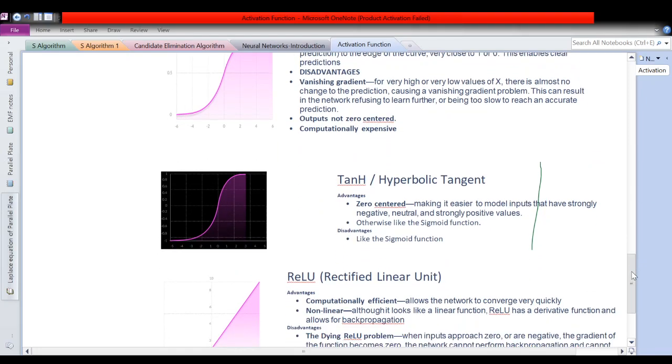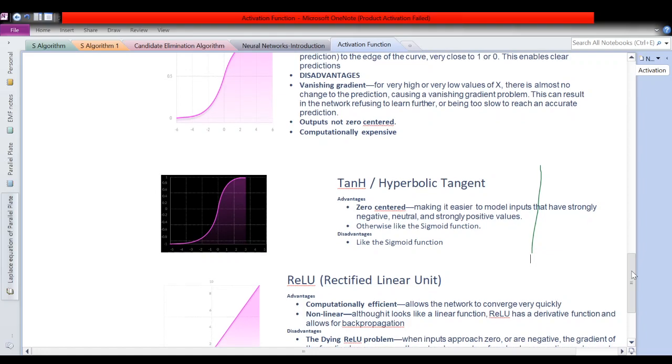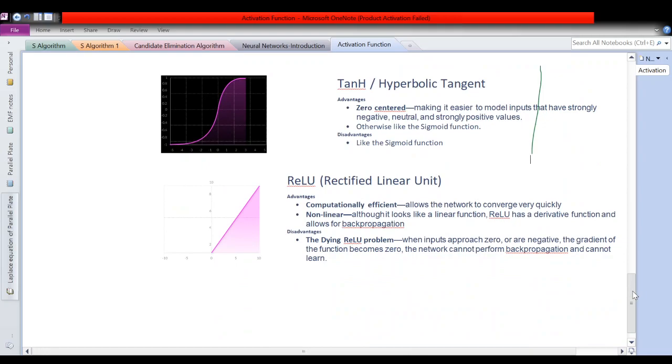ReLU is the most used deep learning activation function. When you go for the classification of words or classification of handwritten digits, then you go for a rectified linear unit. There are many variants of rectified linear unit, like dying ReLU. But here we go for ReLU because it allows the network to converge. It comes to a solution very quickly. Although it looks like a linear function, it has a derivative function. It allows for back propagation.